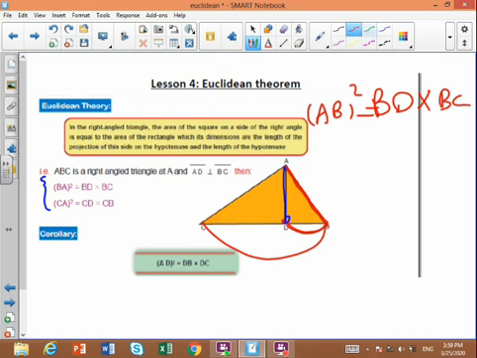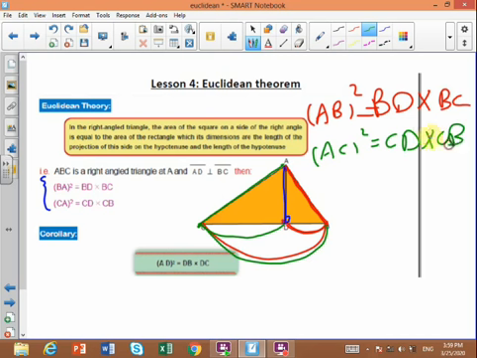If I want AC square, the same idea. It is equal to CD times the length of the hypotenuse, CB. Without a square, AB and AC is with a square. But you are multiplying two things without a square, not adding and subtracting. You are multiplying. Okay? What about if you want AD square?